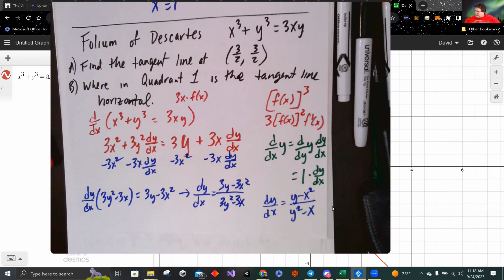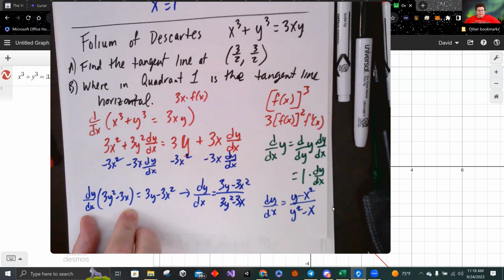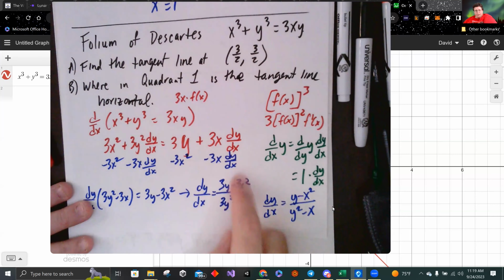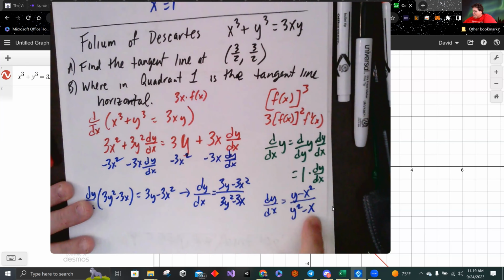Then what I did is I collected dy dx all on the left side, and I factored out 3y squared minus 3x. And then I divided by 3y squared minus 3x. And I got 3y minus 3x squared over 3y squared minus 3x. You will notice we can factor out a 3 and divide top and bottom by it. And we get y minus x squared over y squared minus x.